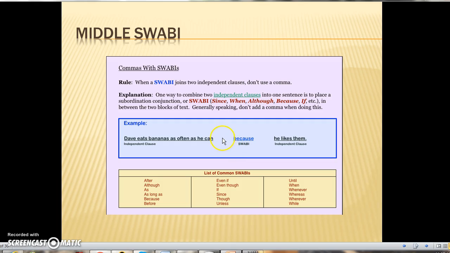But notice we do not have a comma after the independent clause, right? We don't add a comma when the subordinating conjunction comes in the middle of the sentence. So, Dave eats bananas as often as he can because he likes them, no comma there. Now if we switch this up again and said, because he likes them, comma, Dave eats bananas as often as he can, if this came at the beginning of the sentence, it was a front subordinating conjunction, we would require a comma after the dependent clause. All right?